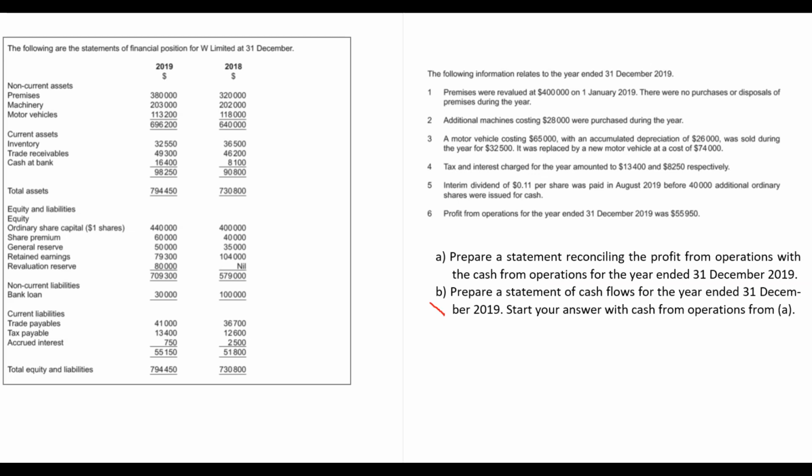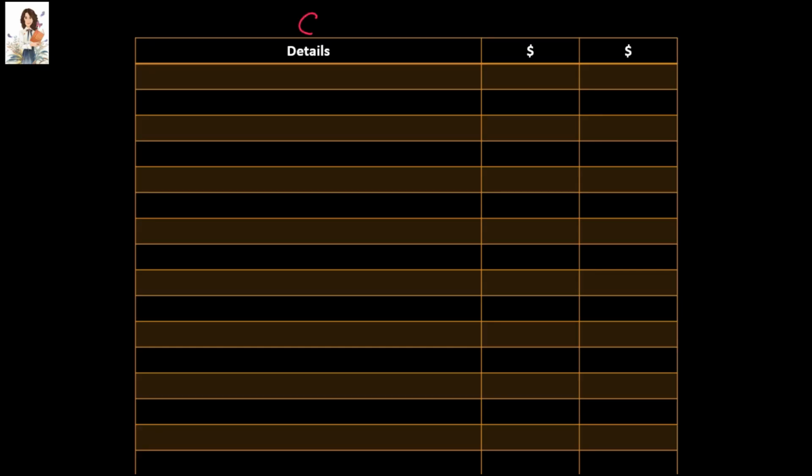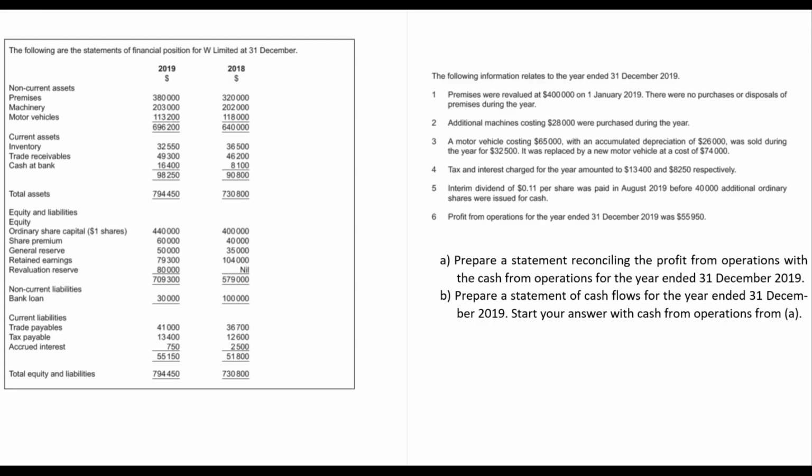Let us now look at part B of this question. And it has asked us to prepare a statement of cash flows. And remember, it has asked us to start our answer with our answer from part A. We will now prepare the cash flow statement. As usual, we will begin with the operating activities. Cash from operations, because that is our starting point for this sum. We have found out the cash from operations in the previous part, 154,400.